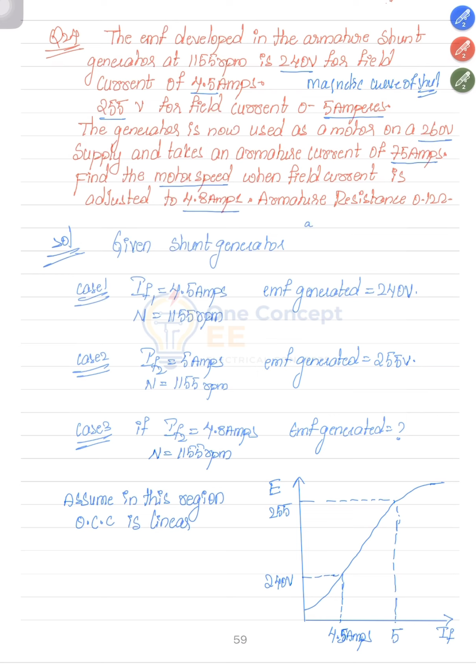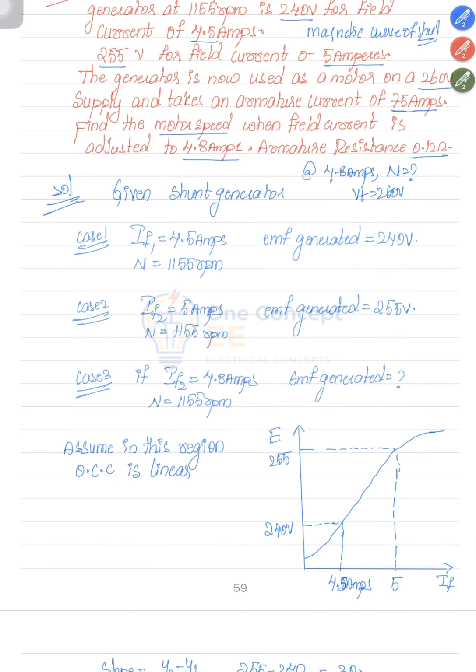Meaning at a field current of 4.8 amps, what will be the motor speed if the terminal voltage is 260 volts? Along with that, the armature resistance of the DC shunt machine is given as 0.12 ohm. Let's write down the data.